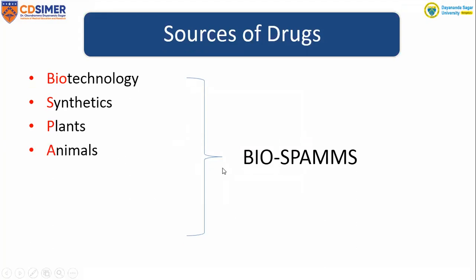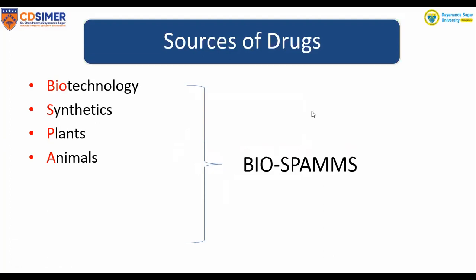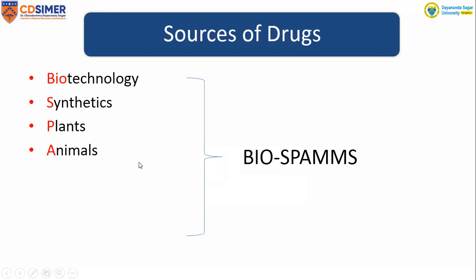Then animal sources. The pig can give a very good amount of drugs. Pig insulin is very near to human insulin. Very minute differences are there between human insulin and pig insulin. Beef insulin, meaning from the cow, we can also use.